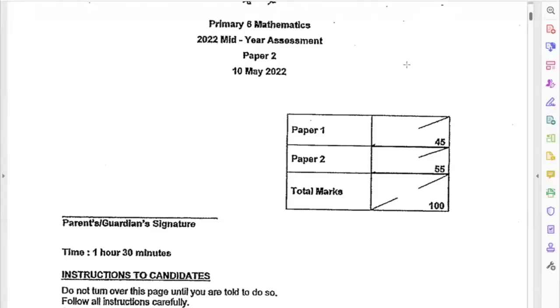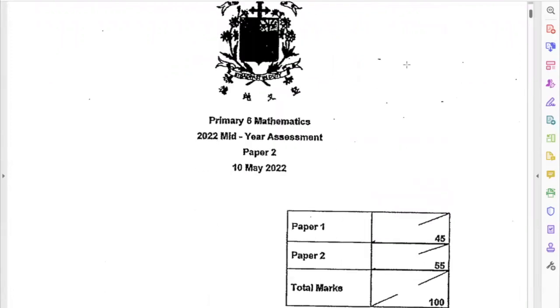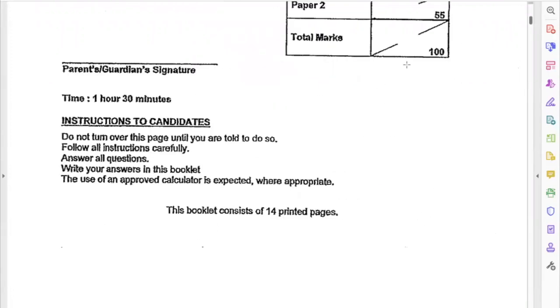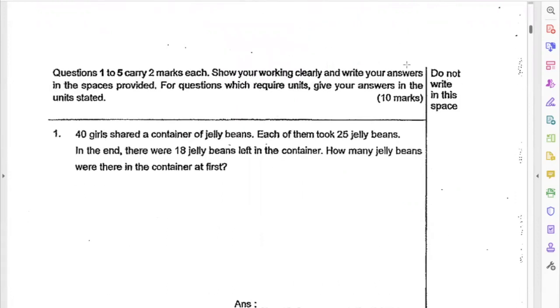Primary 6 CHIJ 2022 prelim exam paper 2. I'll be going through every question. So let's start.